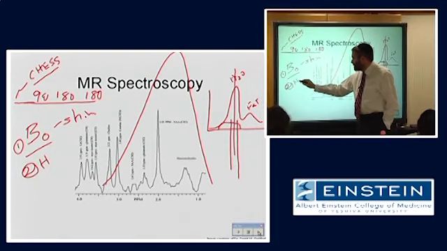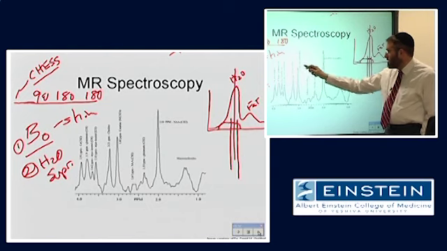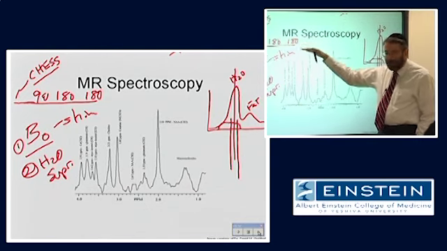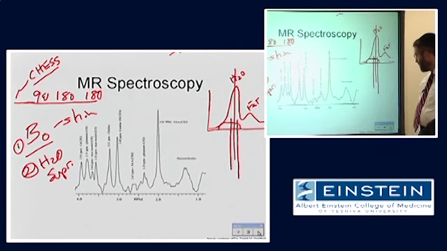If we're able to remove that water peak, then we can uncover all of these different peaks. These represent chemical shifts and the amount of signal intensity at each of those chemical shifts.